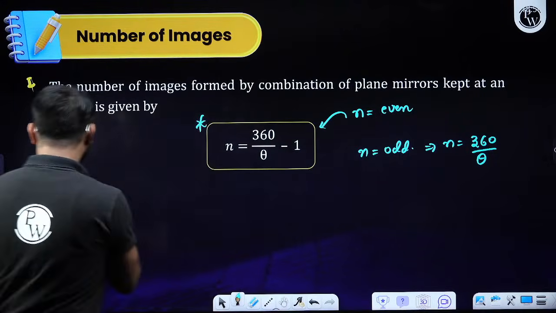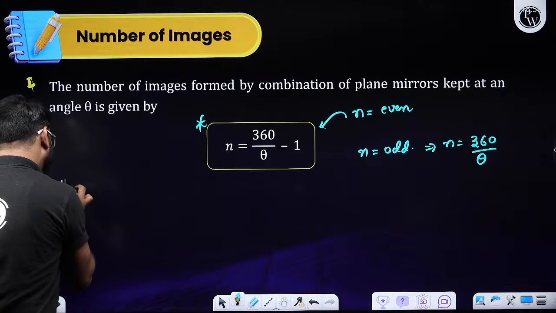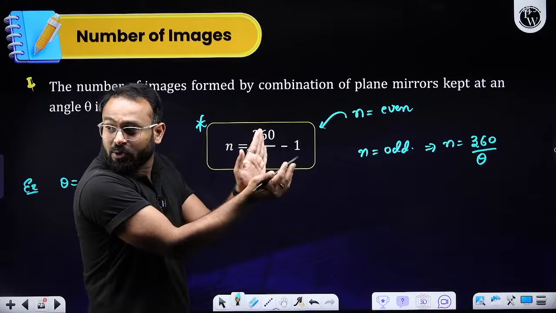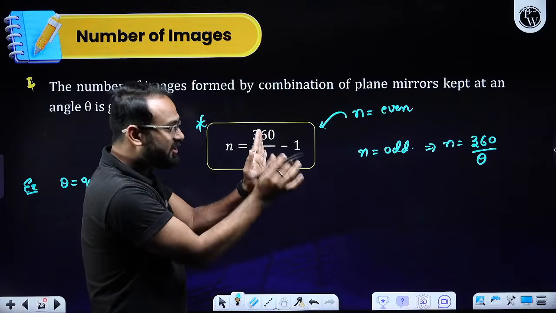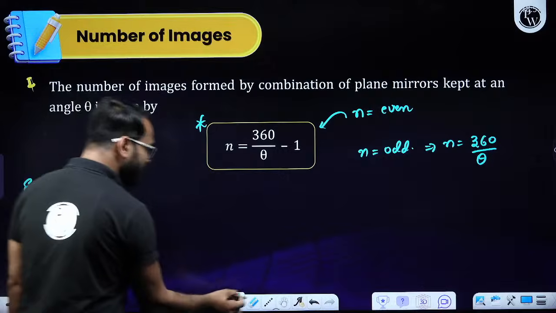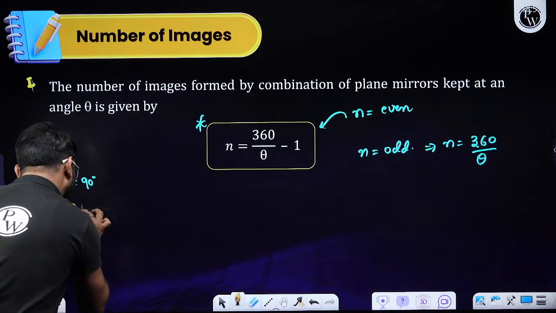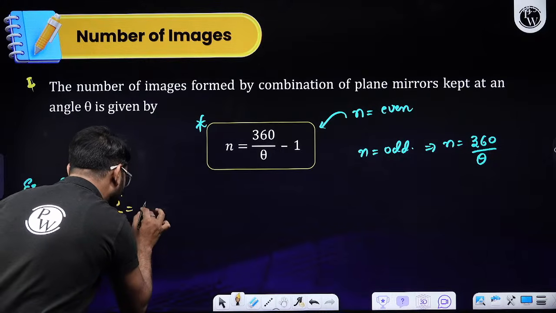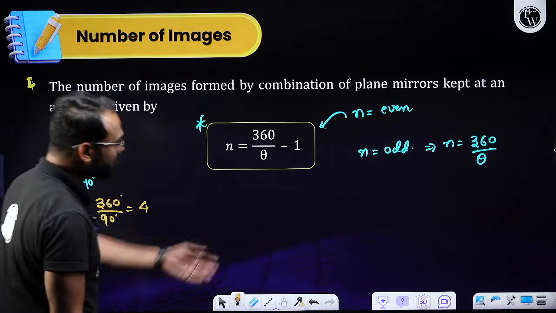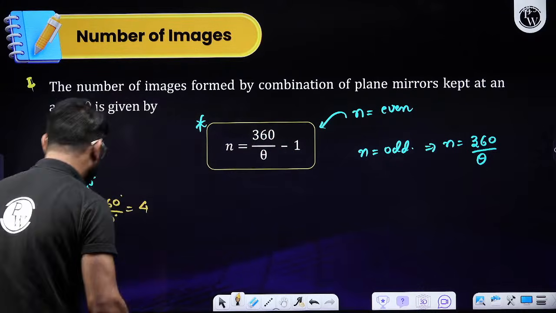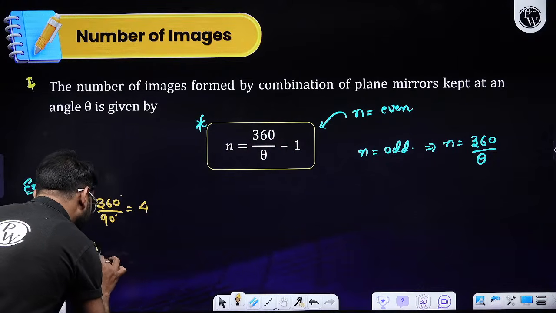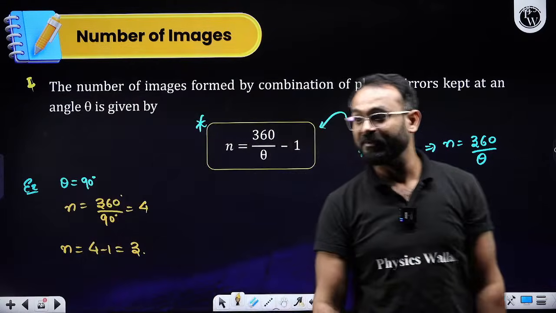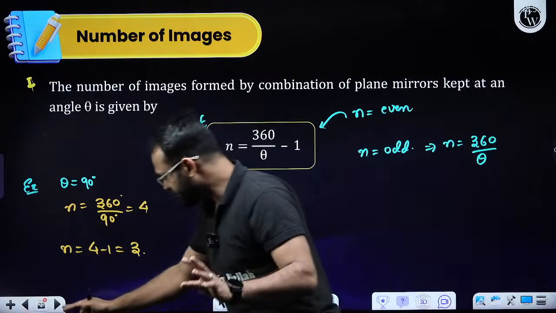For example, if theta is equal to 90 degrees, if two plane mirrors are placed perpendicular to each other and the object is placed in between, what is going to happen? The value of n comes out as 360 degrees by 90 degrees, which is 4. Sir, 4 is even, so what am I supposed to do? I need to subtract 1. So 4 minus 1, the number of images comes out as 3. So this is how you can solve.